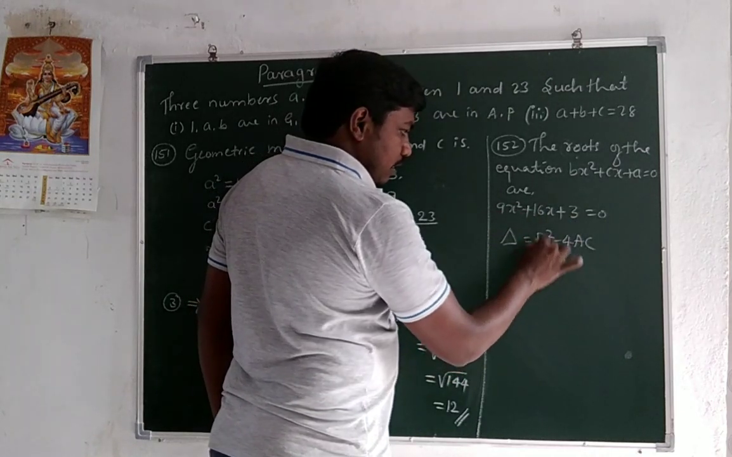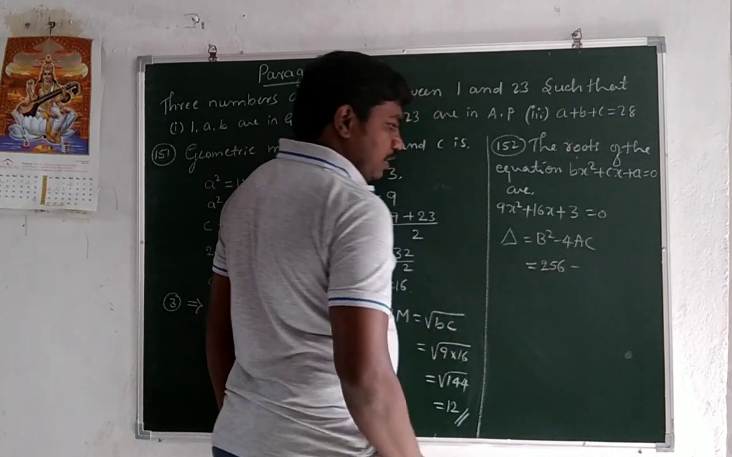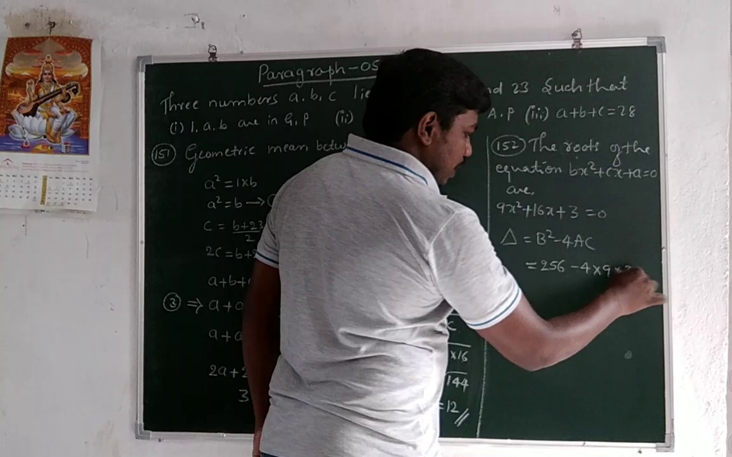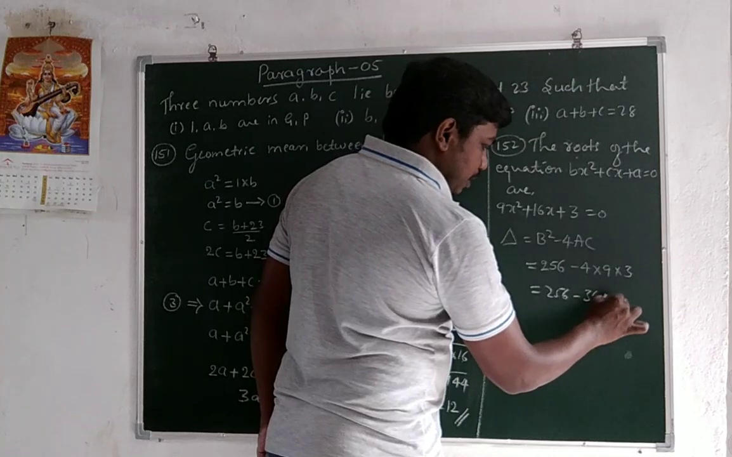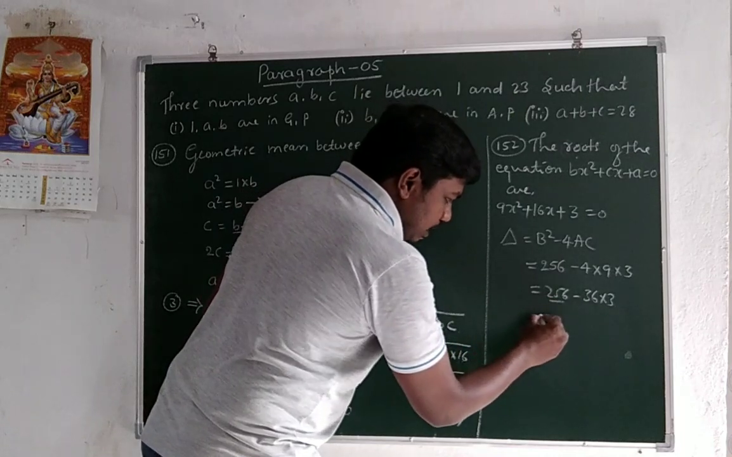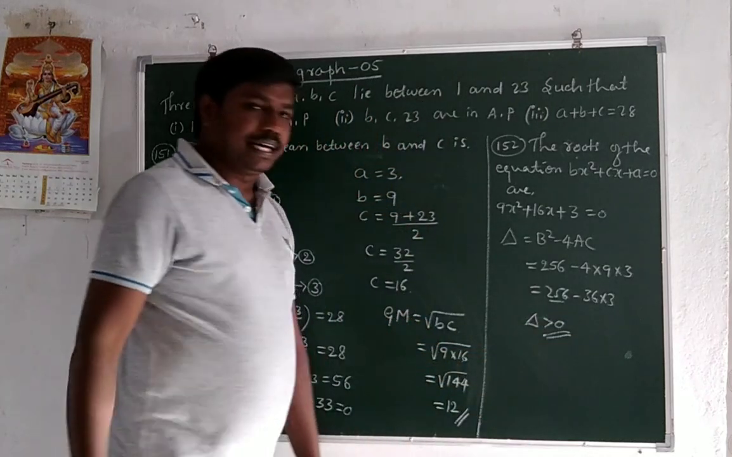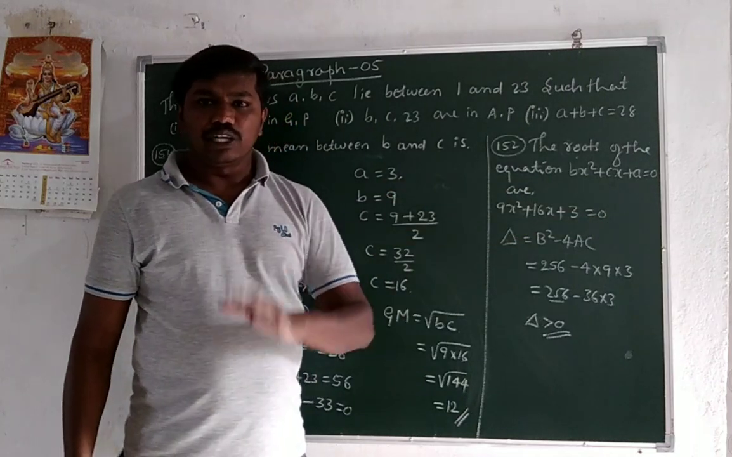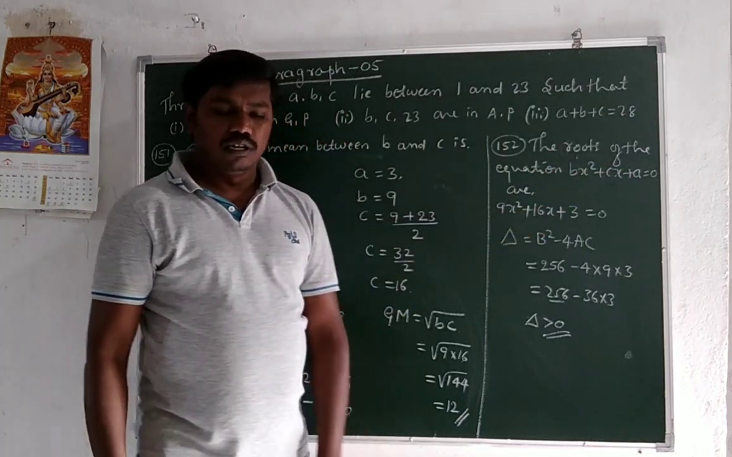So 16 square is 256. Next, 4 into a is 9, into 3. So 256 minus 36 into 3. 36 into 3 is less than 200, right? So this is 256. It means the discriminant is greater than 0. So this quadratic equation has real and distinct roots.